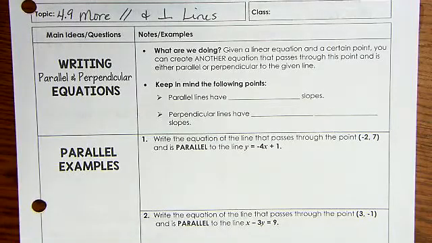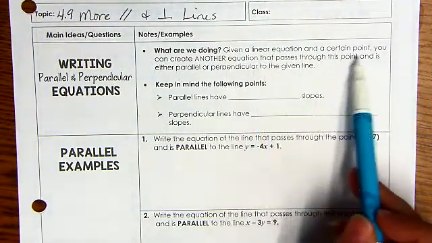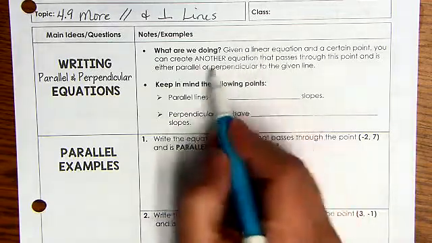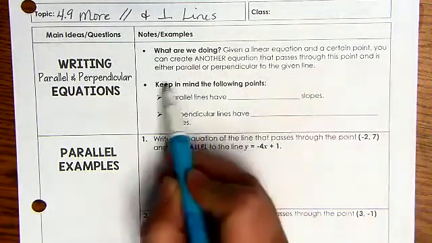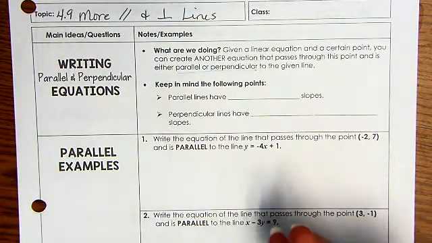Hi guys, so today we're starting with doing some more with parallel and perpendicular lines. What we're going to be doing now is writing an equation knowing if lines are parallel or perpendicular. Given a linear equation and a certain point, you can create another equation that passes through this point and is either parallel or perpendicular. So things you want to keep in mind.